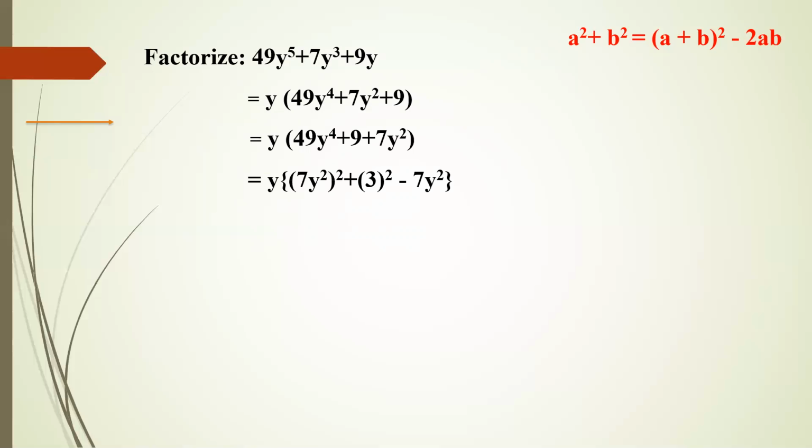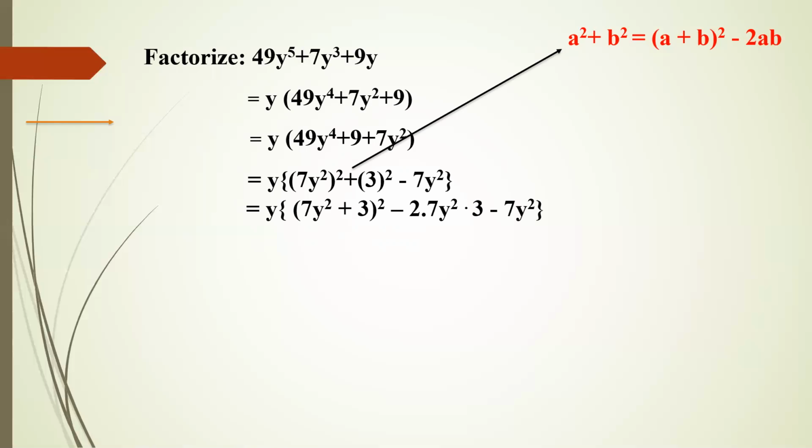Okay. Now once again, this is exactly in the form of a square plus b square. Which one? That is 7y square and the 3. 7y square is a, 3 is b. So it becomes a square plus b square, right? And we know a square plus b square is a plus b whole square minus 2ab. Okay, look at here. Now let's apply the formula. So, 7y square whole square plus 3 square will be 7y square plus 3 whole square, that is a plus b whole square minus 2ab. So 2 times a means 7y square, b means 3. Okay, and minus 7y square as it is.